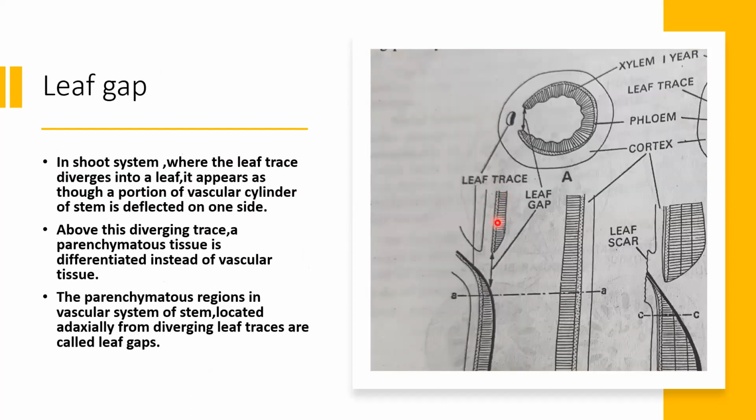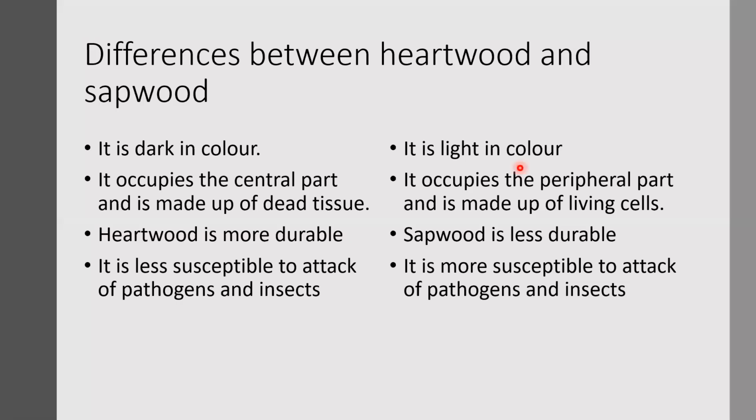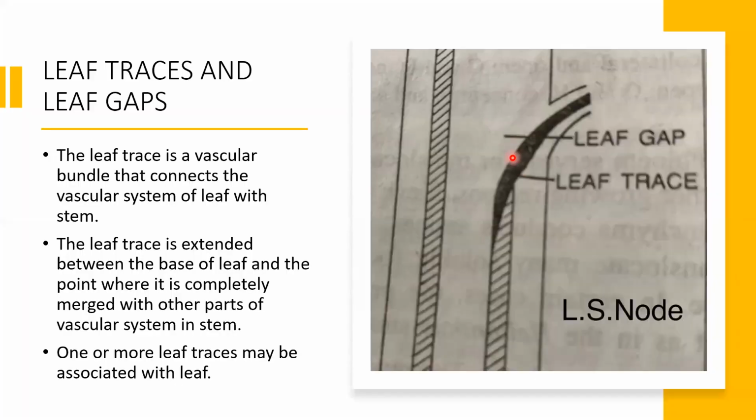What is a leaf gap then? Again, I'll go to the previous slide first. Now see, when the vascular tissue is going to the leaf, the vascular tissue of the stem here is interrupted and a gap is created over here. This part will be occupied by parenchymatous tissue. Again, from here the vascular tissue will continue, but there is a gap between the vascular tissue of the stem at this part and at this part. This gap is called a leaf gap because it is created by the supply to the leaf.